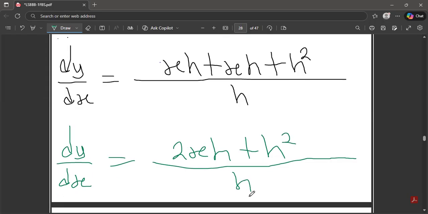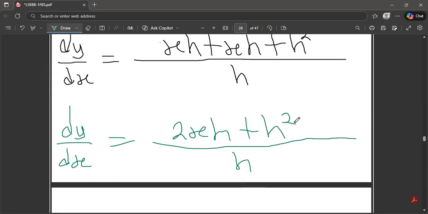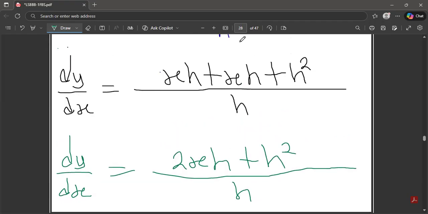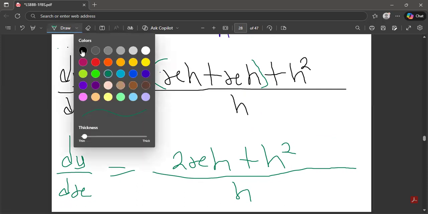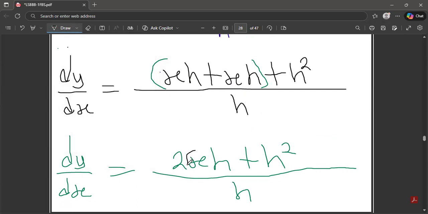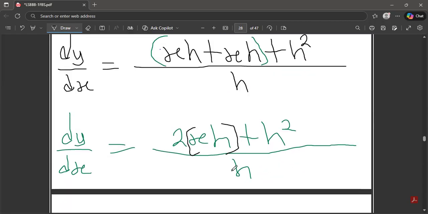Yes, sir. So from here, what do we have now? You realize that we have 2xh plus h squared from whatever we have over here. It means that these two terms, because they are the same, I just write 2 over here and maintain both of them. Can you see what I've just done over here? Instead of writing both of them, I just write 2 and maintain the xh. It's the same as what you are seeing over there.